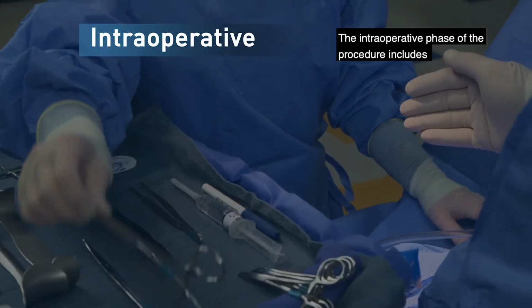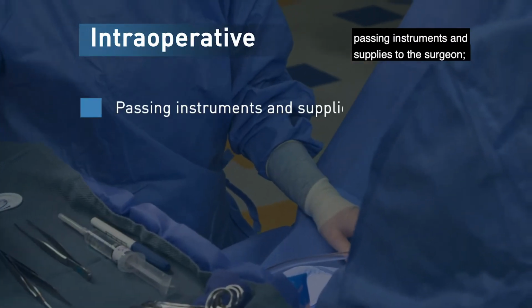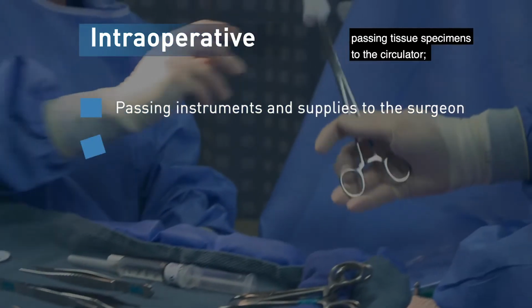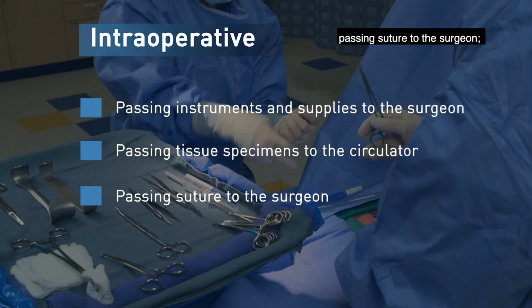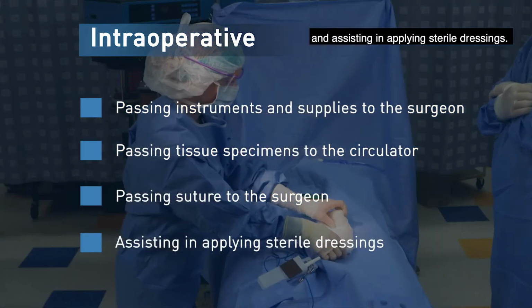The intraoperative phase of the procedure includes passing instruments and supplies to the surgeon, passing tissue specimens to the circulator, passing suture to the surgeon, and assisting in applying sterile dressings.